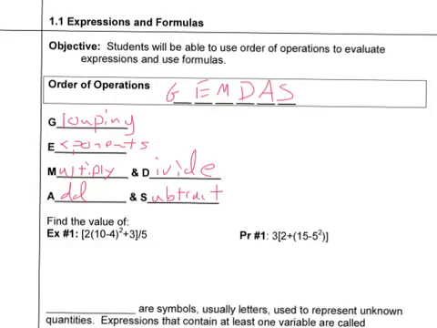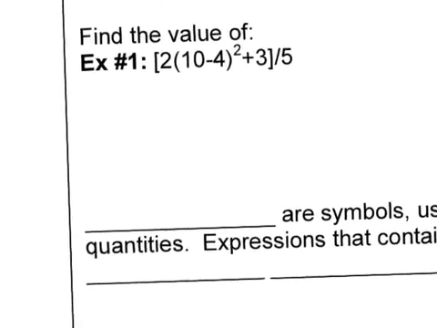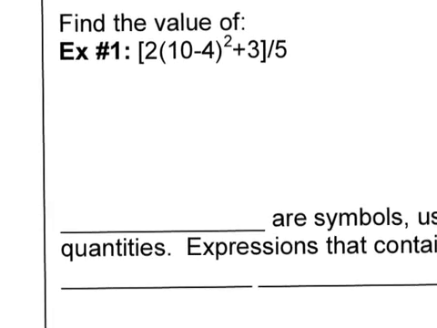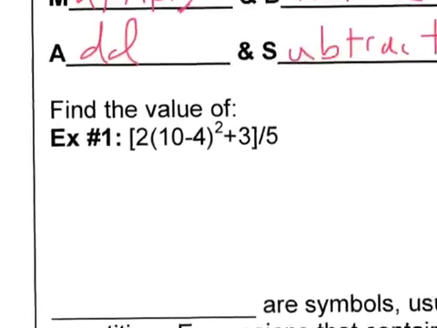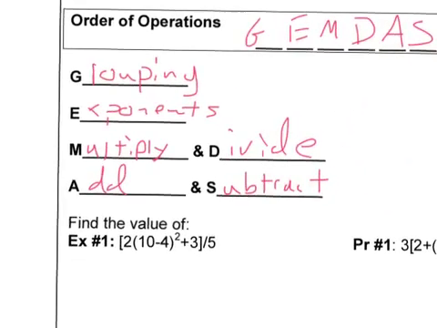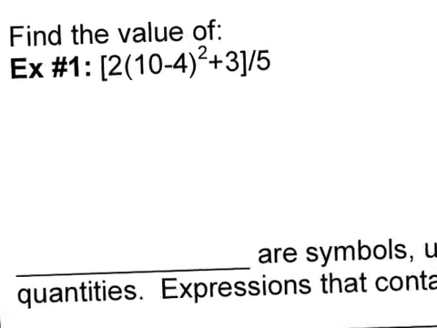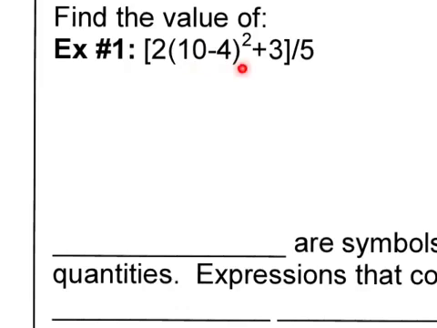Okay, so let's do an example here. Example number 1, we got all these things going on. What do we need to do first? Well, what does it say? It says the very first thing is grouping. So we're looking for grouping symbols. Well, we have a parentheses here in the center, so we need to do that. And then we need to do everything inside these parentheses, and then we can do the whole thing. So 10 minus 4 is 6. So we're going to write 6 squared, 2 times 6 plus 3, brackets, divide by 5.